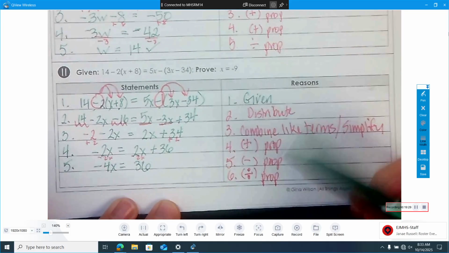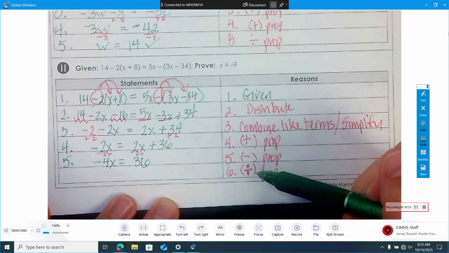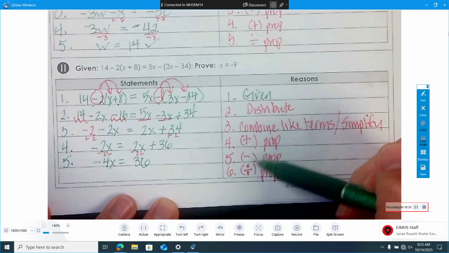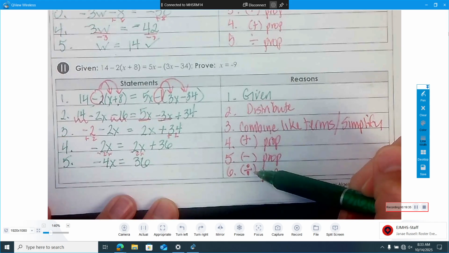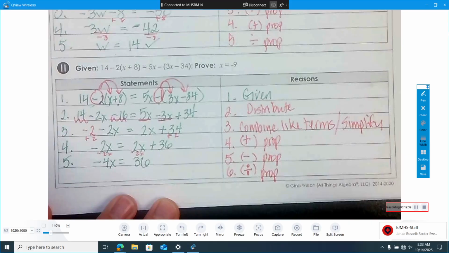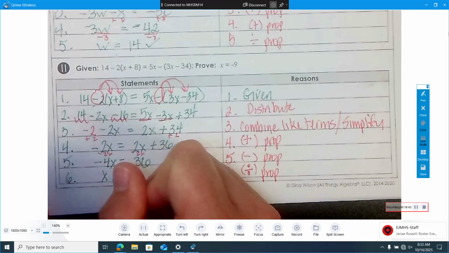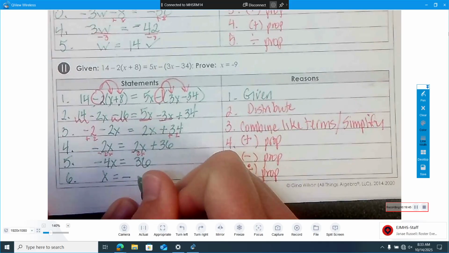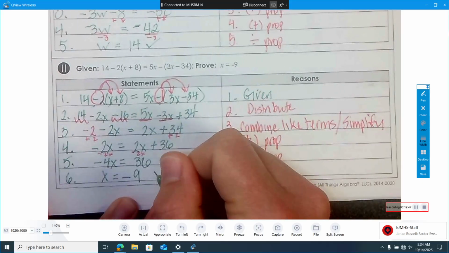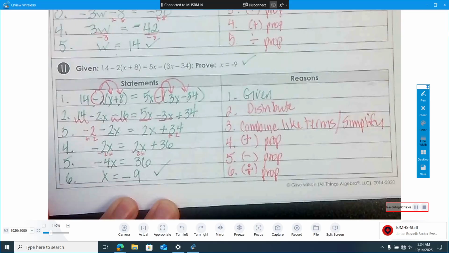Will you please make sure when you're writing out your reasons that I can tell the difference clearly between your plus sign and your division? You can see how those could get messy a little bit, but make sure that I can read it well. All right, last step, if we divide by negative 4, we're going to get negative 9. And hey, it exactly matches our proof statement.